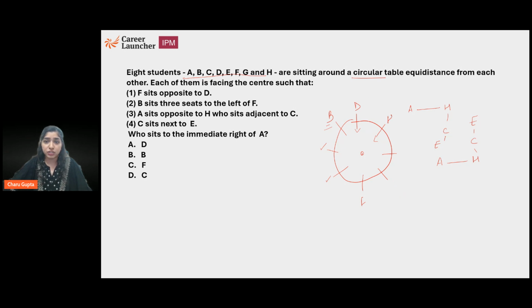I will write H here, C here, E here, and opposite A. And now the question is asking me who sits to the immediate right of A. So to the immediate right of A is F. So option C, F is my correct answer. Okay.